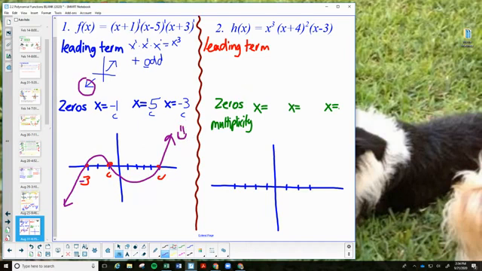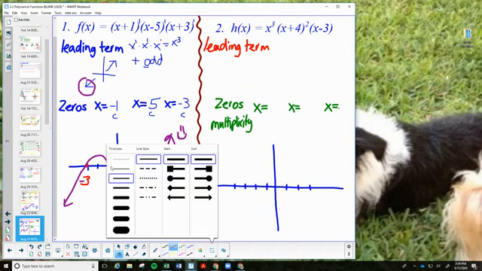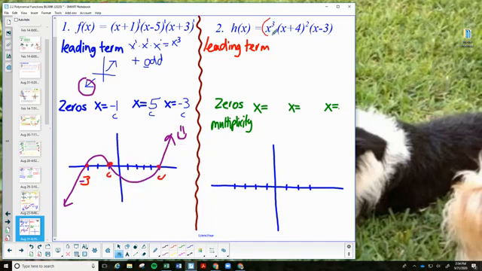This next one is a much more interesting one. Let's have a look at this. So let's first of all have a look at our leading term. We've got x cubed multiplied by x squared, multiplied by x to the power, oh, nothing's written there. What is it? It's a 1. So we've got x cubed times x squared times x to the power 1, which gives me x to the power 6.